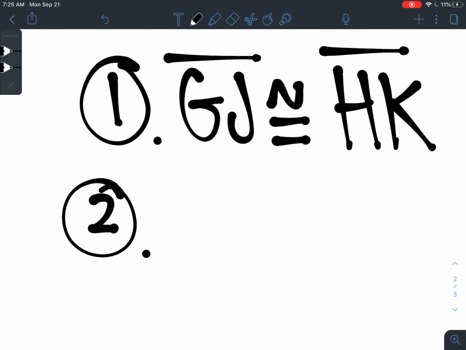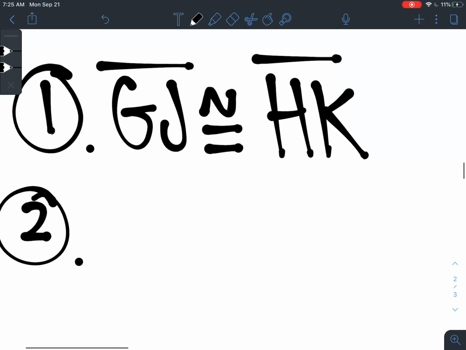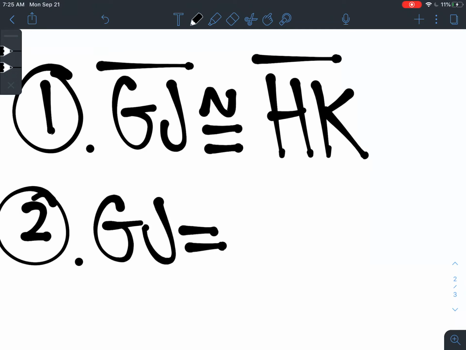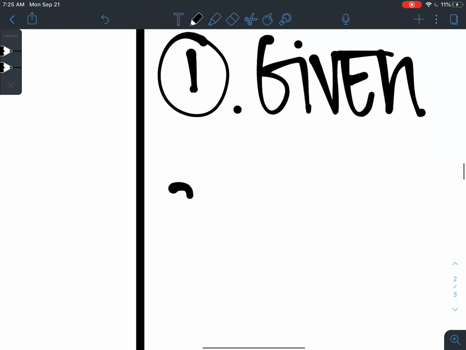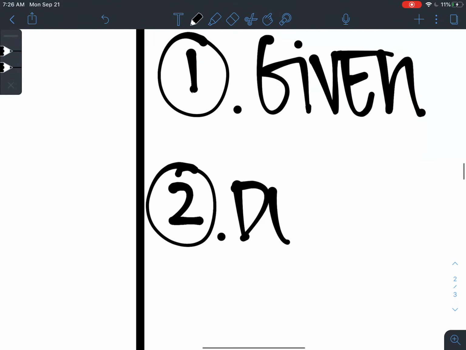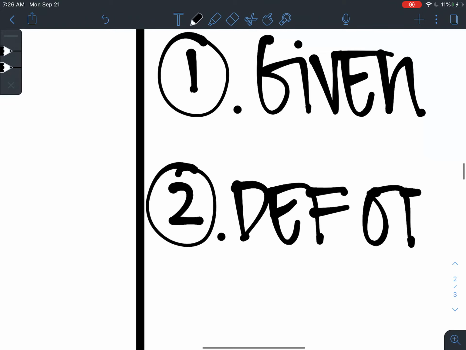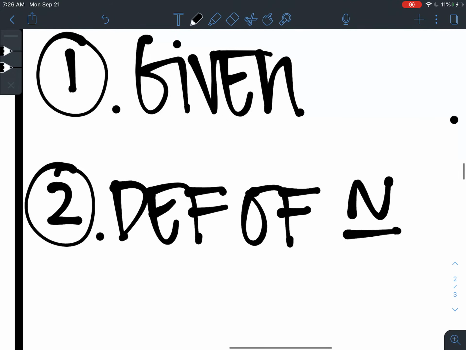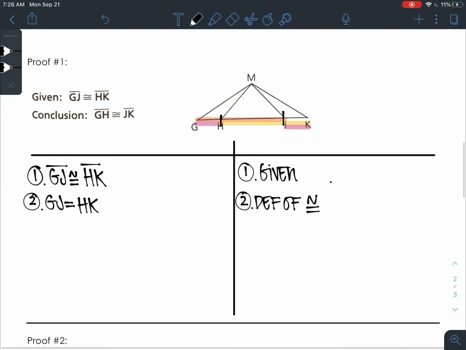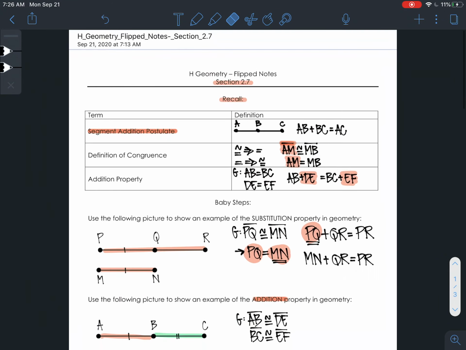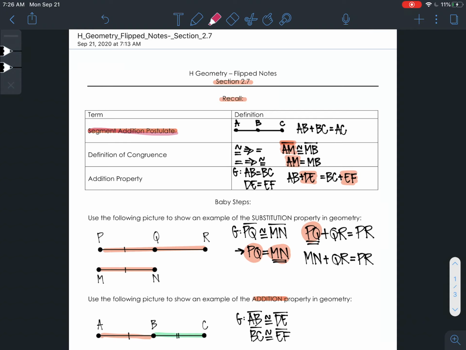So a lot of times it's just using your given to see how that's going to take you to the next step. So we're going to say the length of GJ is equal to the length of HK, and that's by definition of congruence. Okay. The issue, though, is at this point, that kind of stopped us, all right? We really don't have much more that we can go off of. So what did I tell you was our best friend? That when we're stuck, this is what we go to, and that's segment addition postulate, all right?